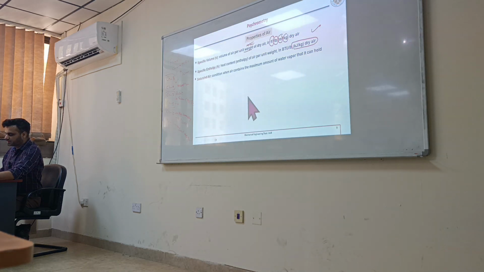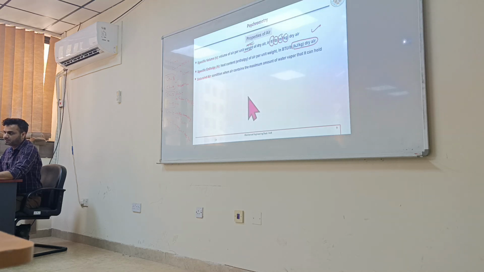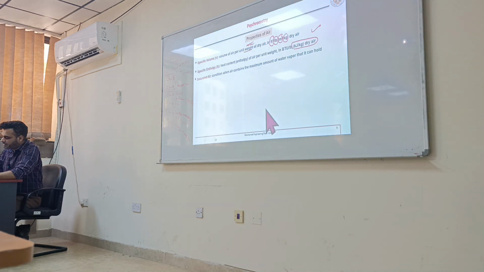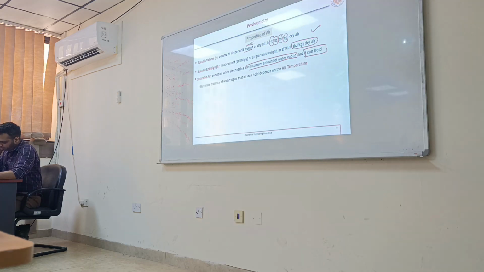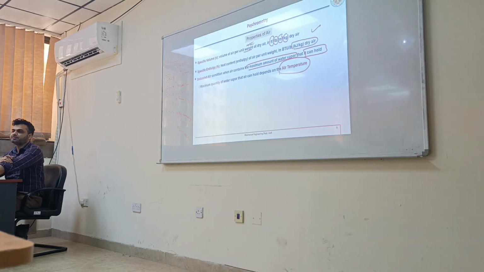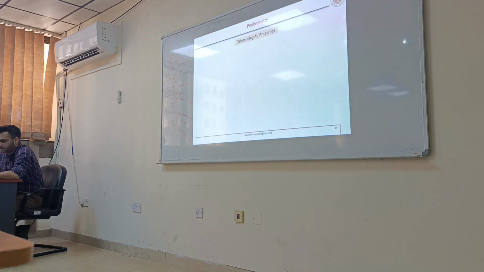Saturated air, I just told you what is meant by saturated, when it absorbs the maximum possible moisture which it can hold at a particular temperature. So the condition when air contains the maximum amount of water vapor which it can hold, that is called saturated air. And this depends upon air temperature. As the air temperature increases, its ability to absorb moisture also increases.